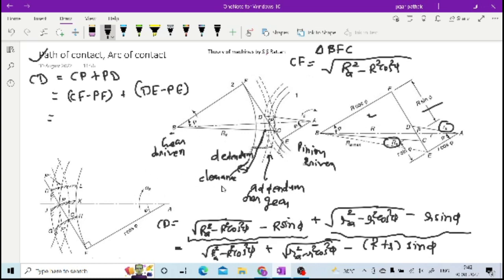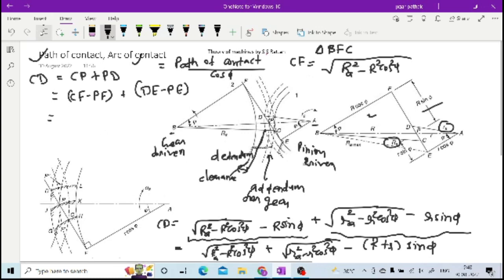From this path of contact, the arc of contact also you can calculate. For that you have to consider tangential velocity and time of approach and all these things, and you can come up with the arc of contact as equal to path of contact divided by the cosine of the pressure angle, cos phi. So this is how you are having this path of contact and arc of contact.